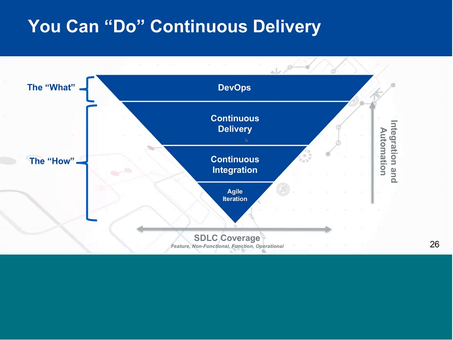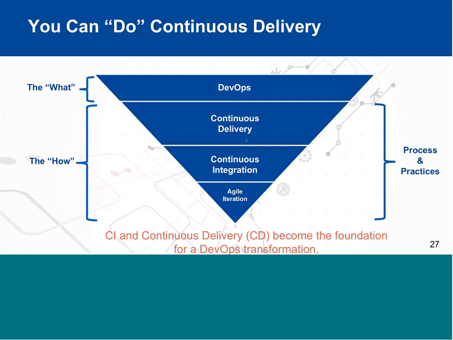So we're taking into account not only the feature domain, but the non-functional domain, such as performance, the functional domain, and the operational domain, such as being able to handle load. And we're increasing integration and automation from agile iterative development through to continuous integration to continuous delivery. So ultimately, we can reach a DevOps state where our collection of processes and practices establish CI and continuous delivery as the foundation of a DevOps transformation.